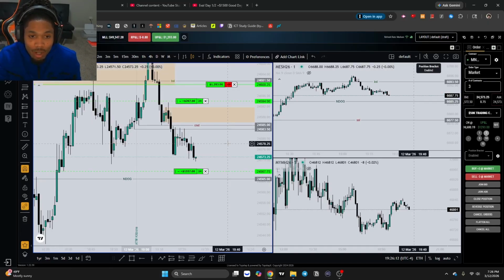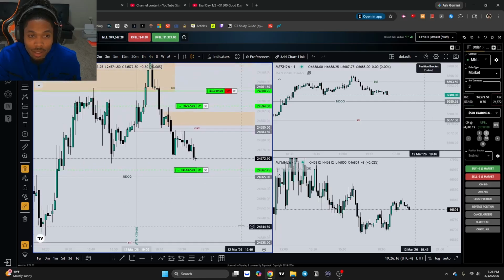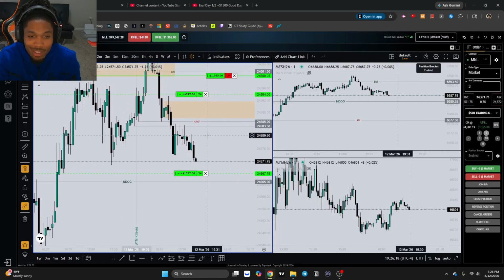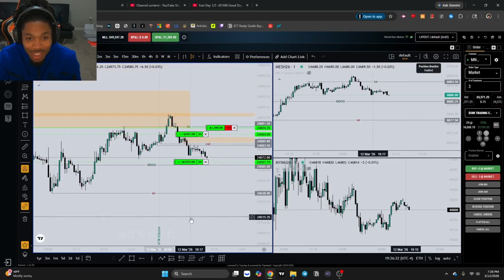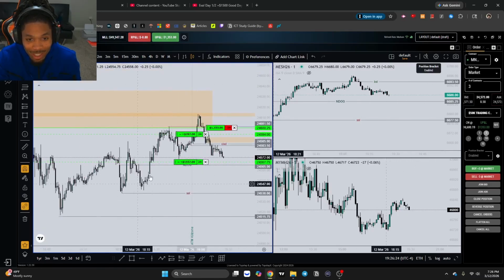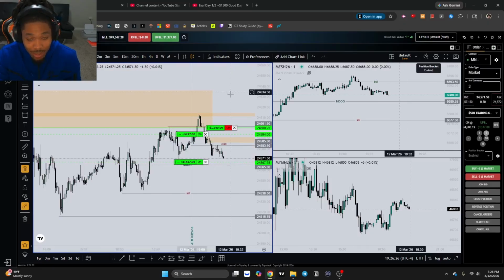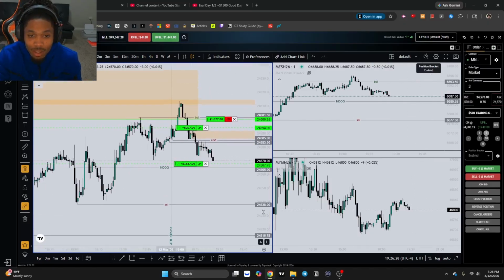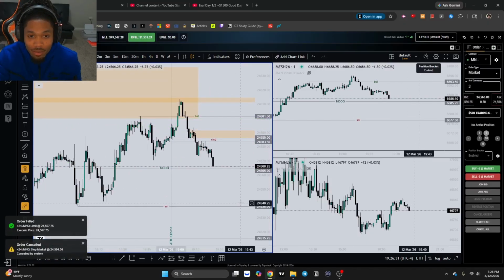Seems like we got a little bit of volume coming in. That's what it seemed like, but it's only the 1 minute. It's moving a little bit. What if it just shot straight down? Swept all this out. That'd be insane. Order filled. Okay, there we go.